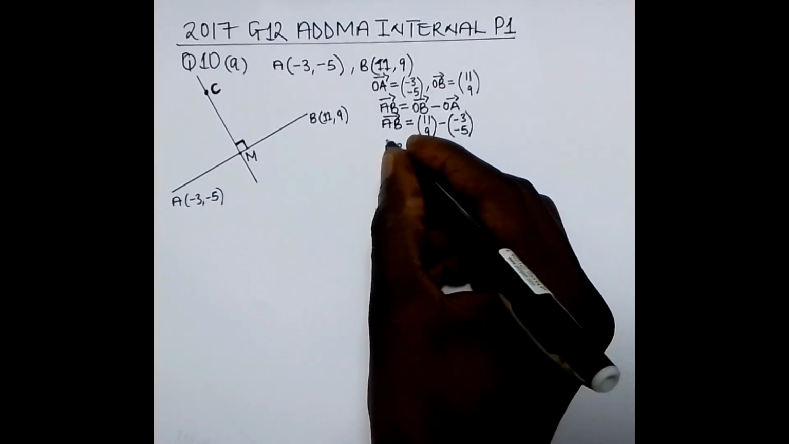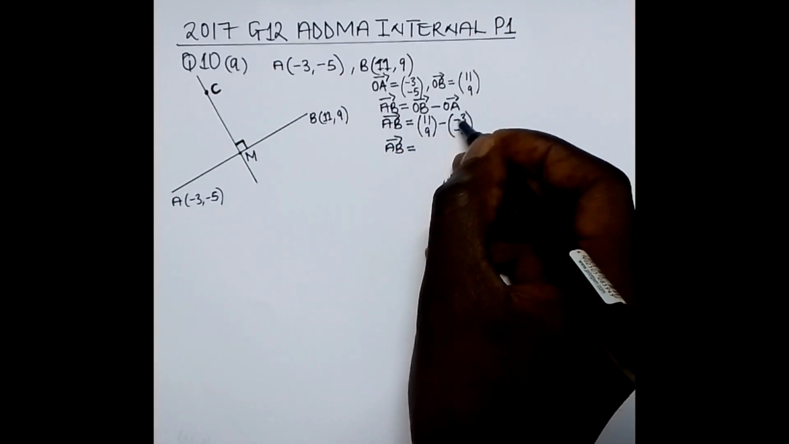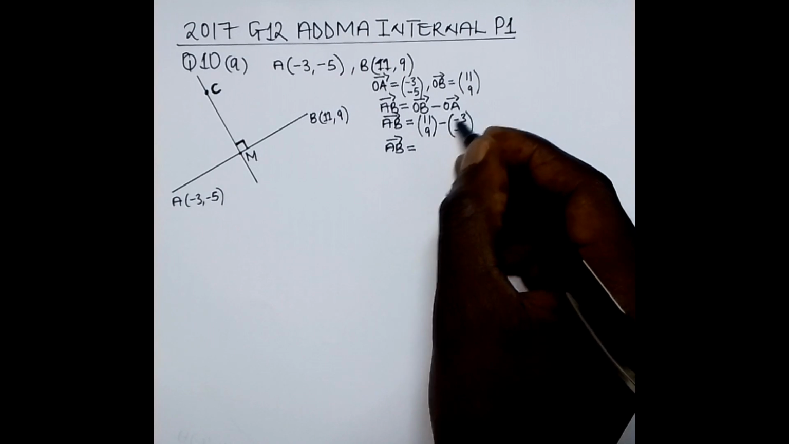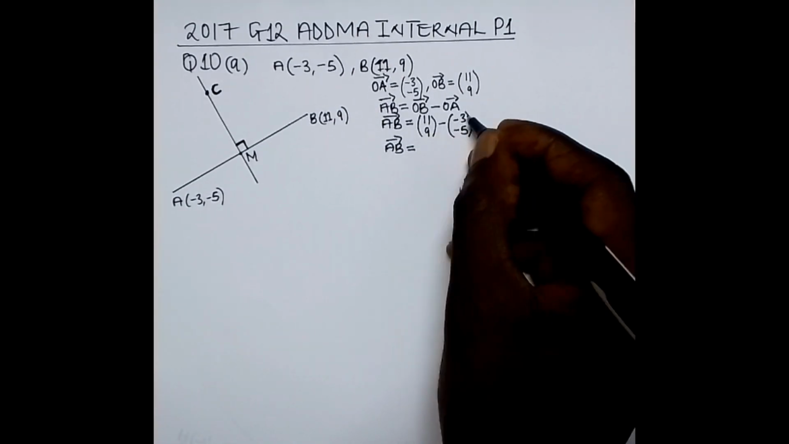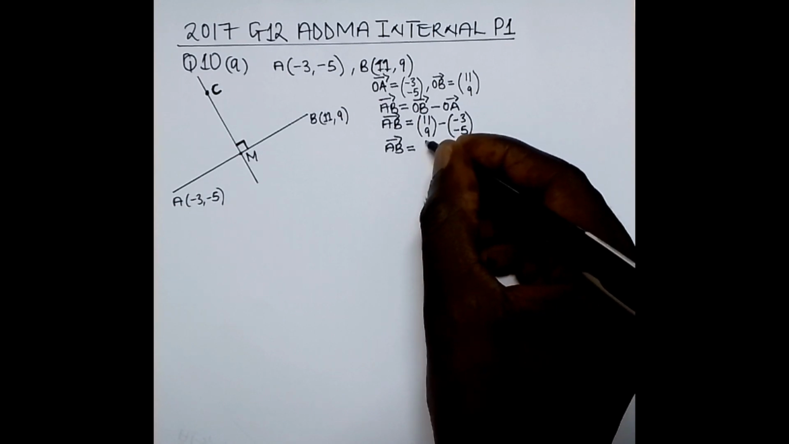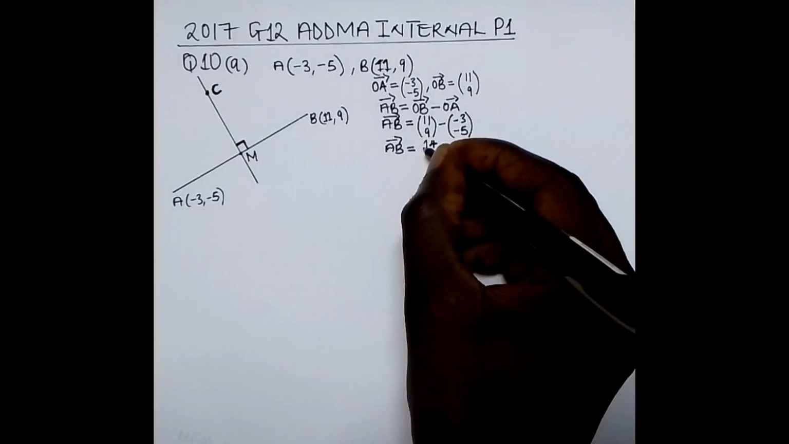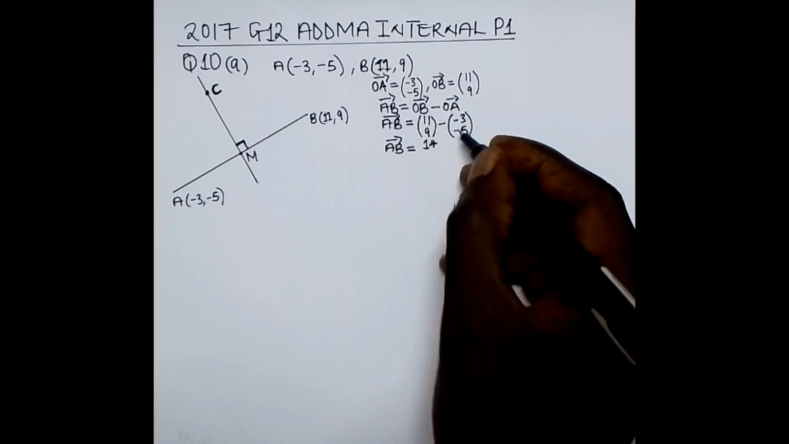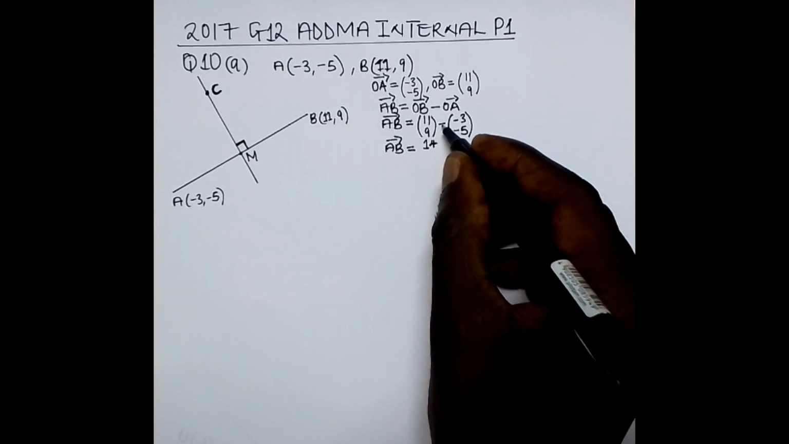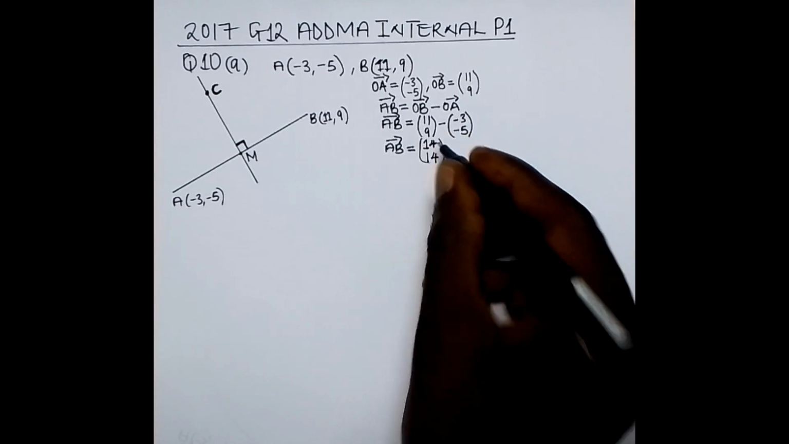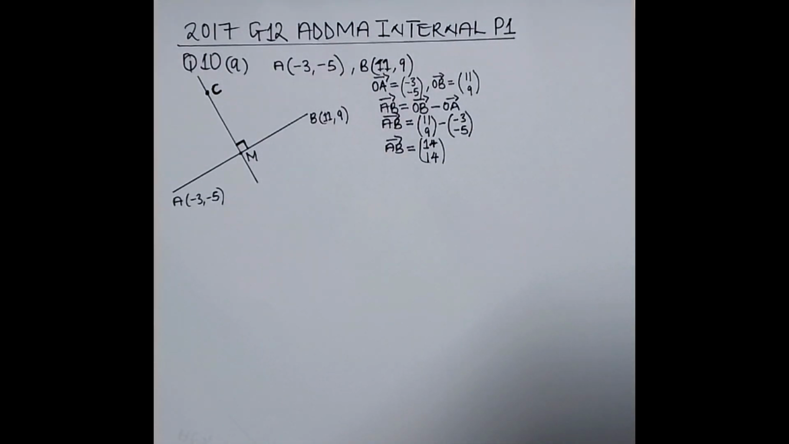So the AB vector is equal to 11 minus negative 3. There's addition here, because negative, negative gives positive. So 11 minus negative 3 gives 14. Then 9 minus negative 5 is also addition, so 9 plus 5 also gives us 14. So we're getting 14 on the x component and 14 on the y component.